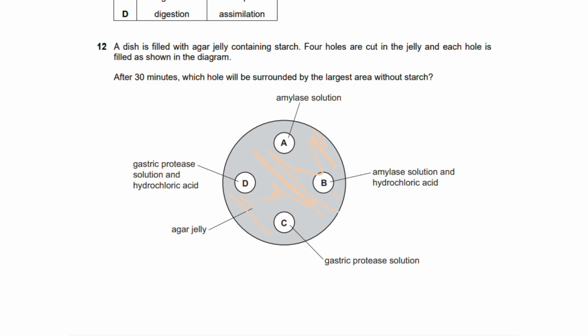And amylase solution is an enzyme that converts starch to fatty acids and glycerol. And hence A is the correct answer, which is amylase solution. And the second one is wrong. Protease solution is also wrong. And the gastric protease is also wrong. Oops, sorry. This is agar jelly. Hence the correct option is A. So we will circle that.